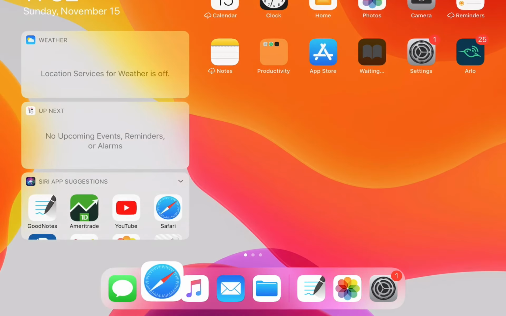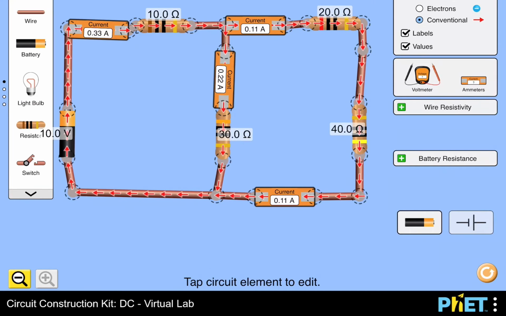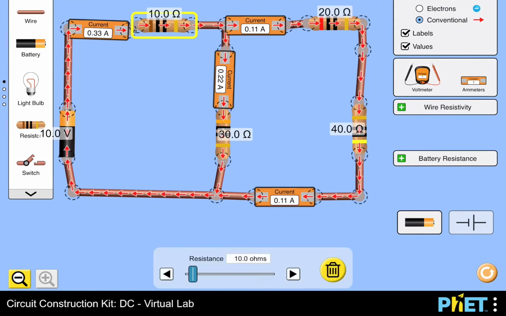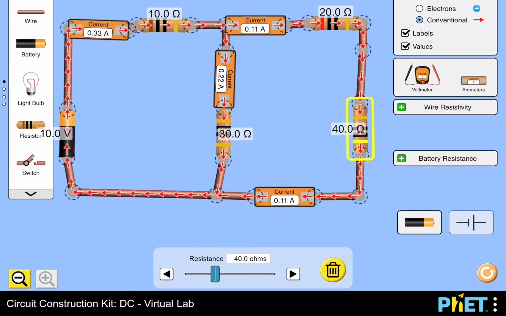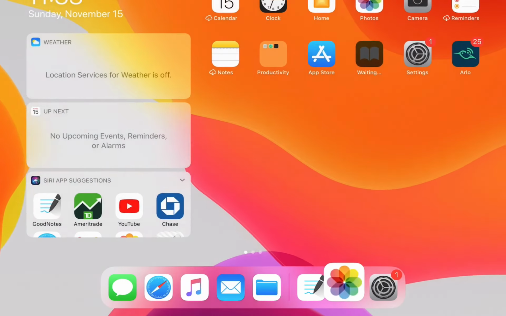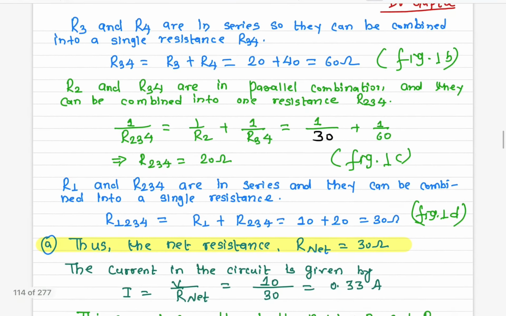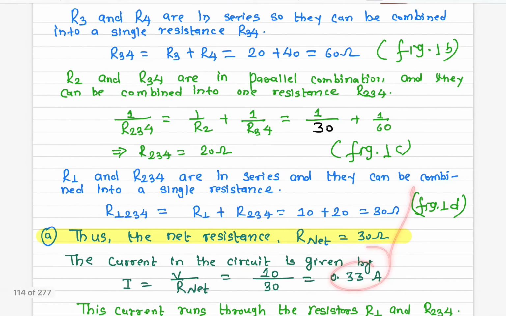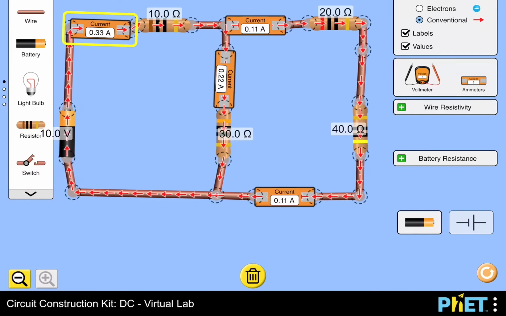Let me show you quickly. I have done exactly the same thing here. I have a 10 ohm resistor, 20 ohm, 30 ohm resistor, and 40 ohm, in exactly the same configuration. You see now the current in the circuit is 0.33, just as we calculated, and you should be able to calculate the current into each arm.